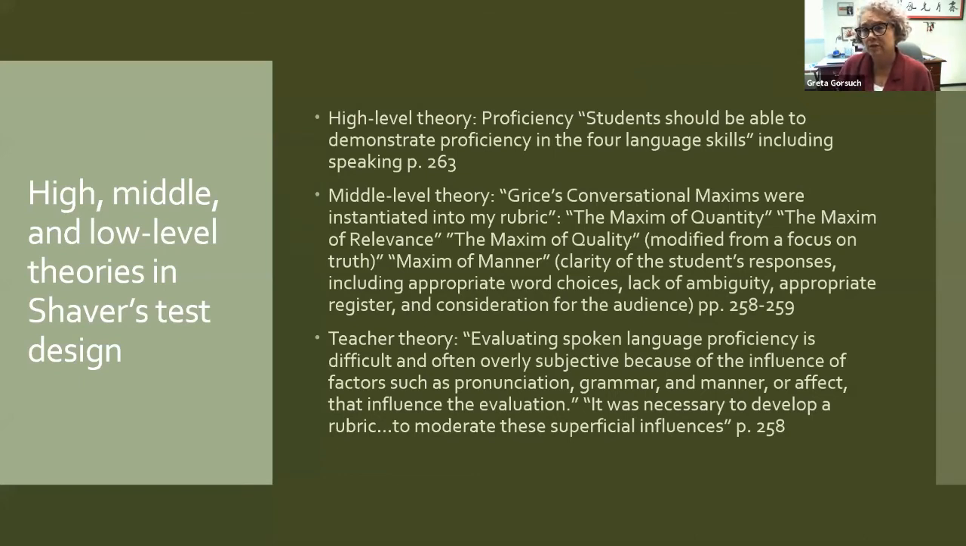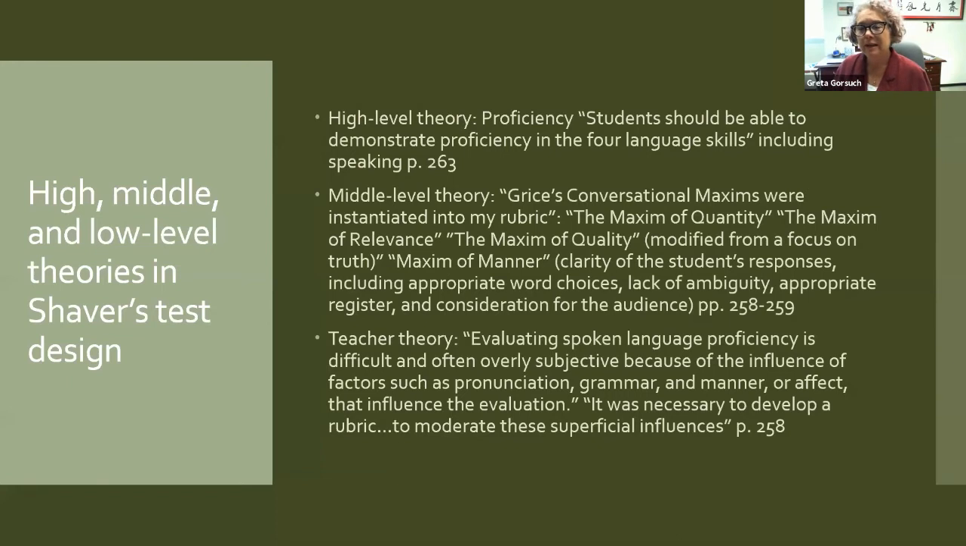In terms of middle level theory, she is using Grice's conversational maxims, and she instantiated those into her rubric. She actually says that. And this is unusual. I have not yet seen a performance test made by a teacher working alone that makes this really direct use of middle level theory, which would be Grice's conversational maxims. Again, to review really quickly, the maxim of quantity, the maxim of relevance, the maxim of quality, maxim of manner. In this case, she's looking at clarity of the student's responses, including appropriate word choices, lack of ambiguity, appropriate register, and also consideration for the audience, their interlocutors.